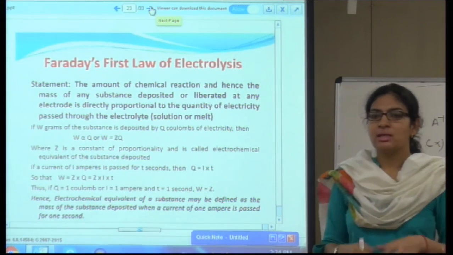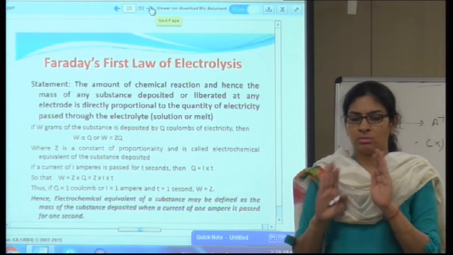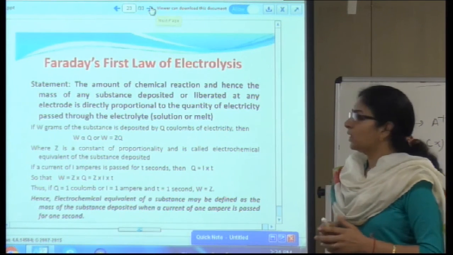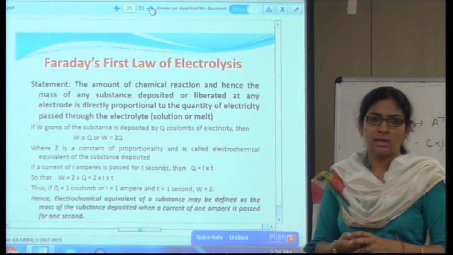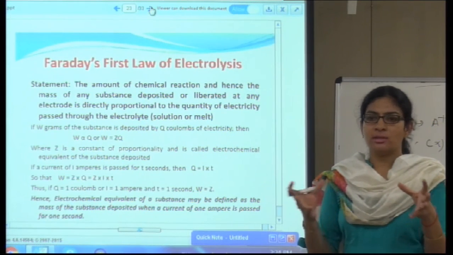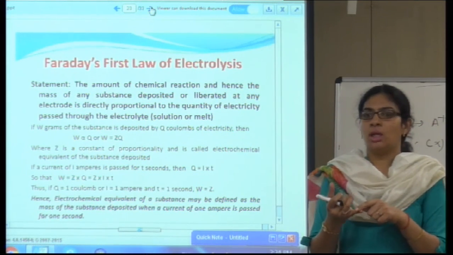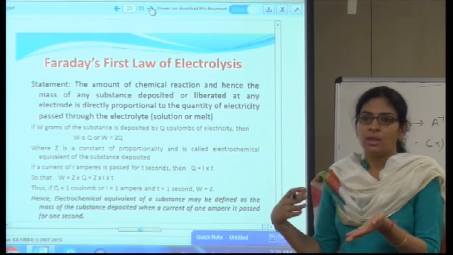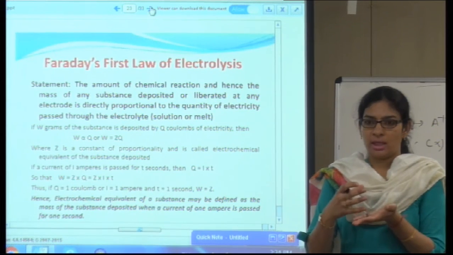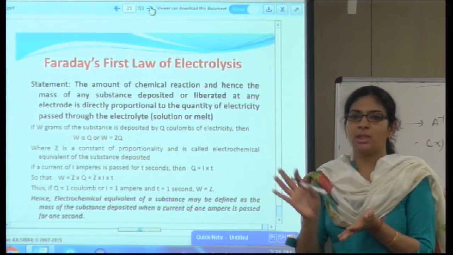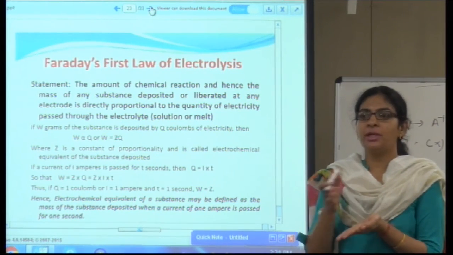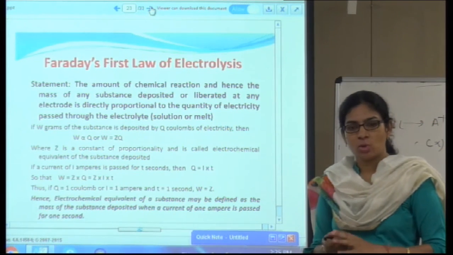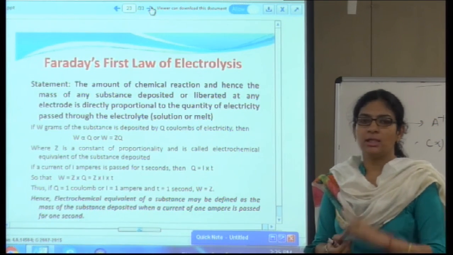Now electrolysis. You know what electrolysis is, what the basic thing is, and finally we have Faraday's laws of electrolysis. Faraday studied electrolysis in detail, and till now we were talking about electrolysis qualitatively, right. But how much electricity is generated, how much current is passed, that means we have to discuss the quantitative part of electrolysis also. The quantitative part of electrolysis was discussed by Michael Faraday, and he gave two laws, first and second.